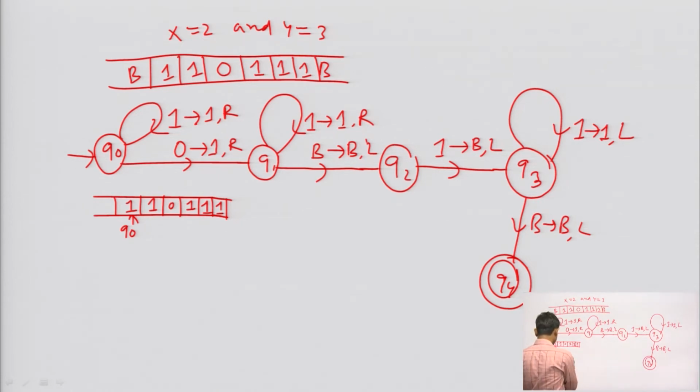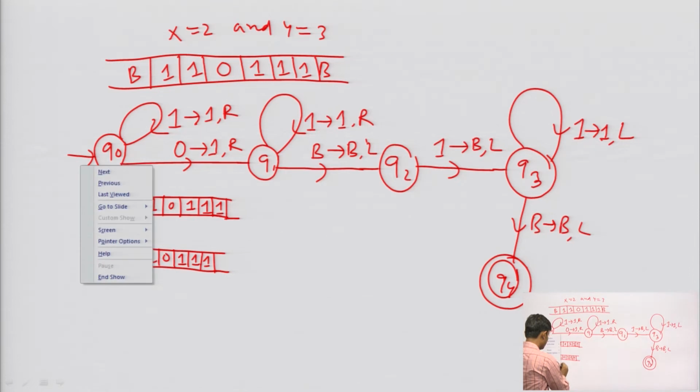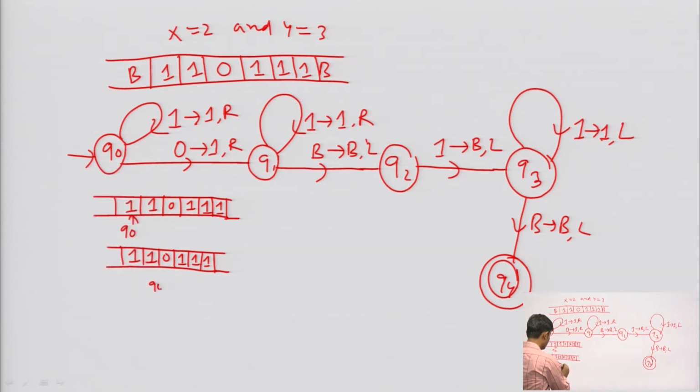Next, this is Q0, then 1, 1, then 0, and then 1, 1, 1. I have not written both sides, so think of them as blank. Now Q0 reads the second 1 of x. Q0 on 1 again has a loop, so you keep moving right, and now this is 1, 1, 0, and Q0.